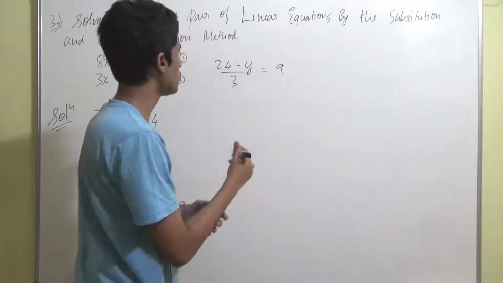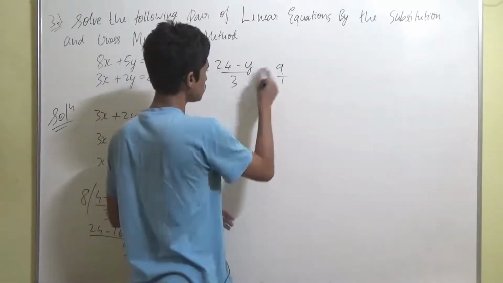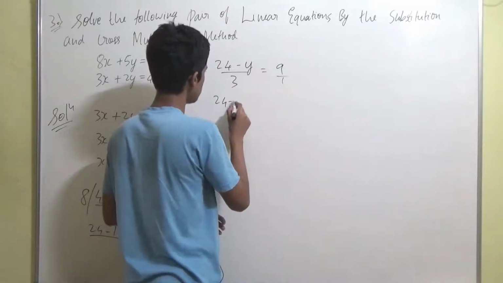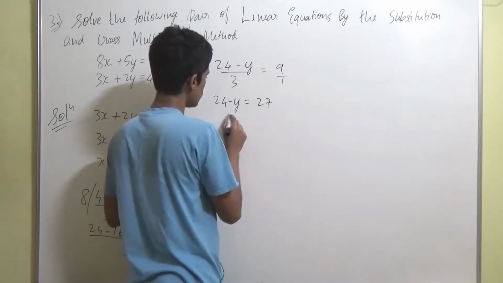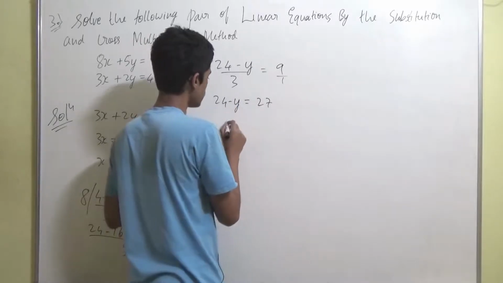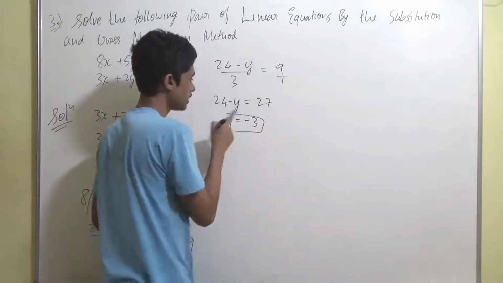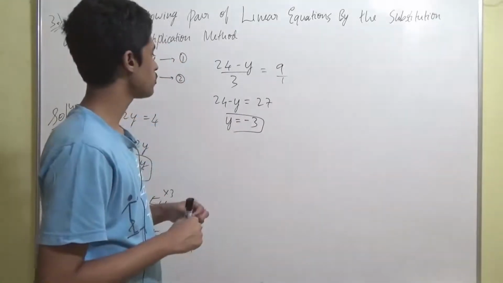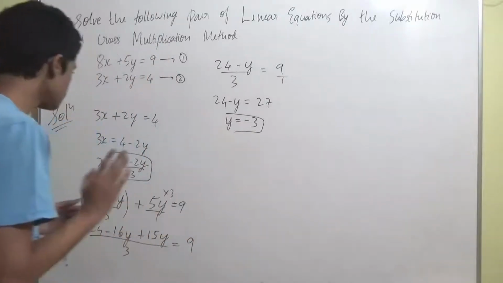Now let's do the cross multiplication method. Here if it is nothing, we have to write just 1. So let's cross multiply it. 24 minus y equal to 27. So y equal to, let me take y this side and let me bring 27 this side. So y will become equal to minus 3, correct? When 27 comes this side, it becomes minus 27 and plus 24 gives us minus 3, so y will become equal to minus 3. That's it, guys.